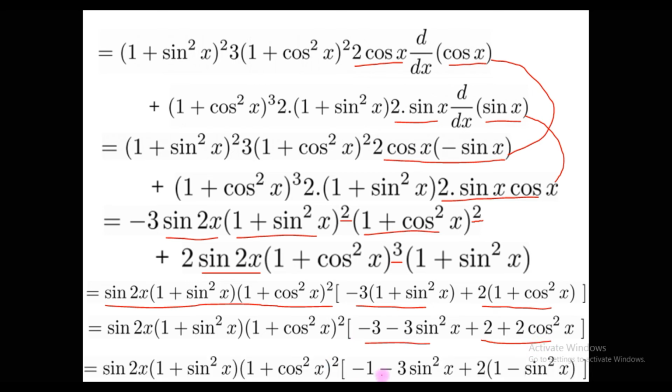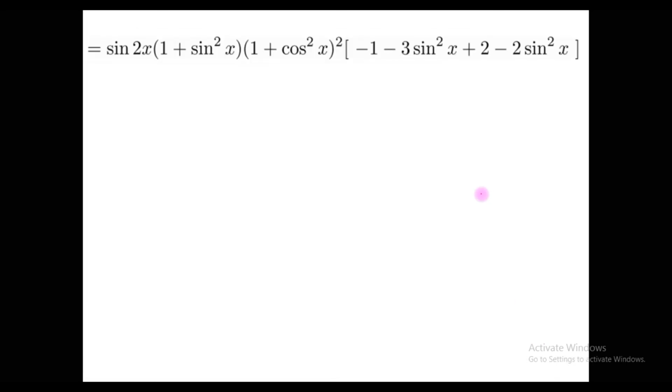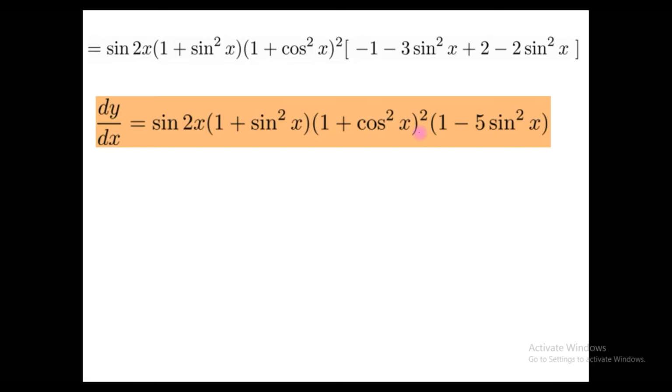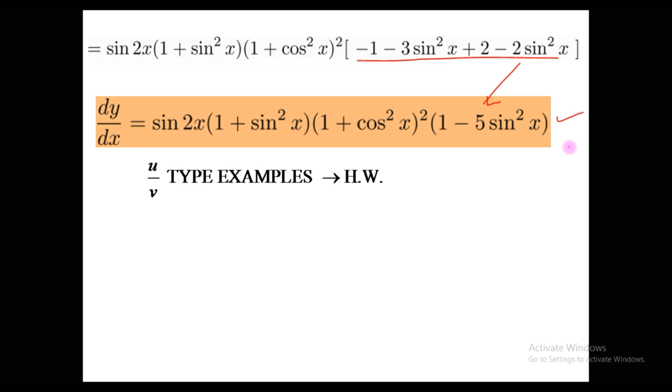And cos square is written as 1 minus sin square x. See the simplification, and all we get is this part. This can be further simplified as 1 minus 5 times sin square x, and this is the final answer for it.